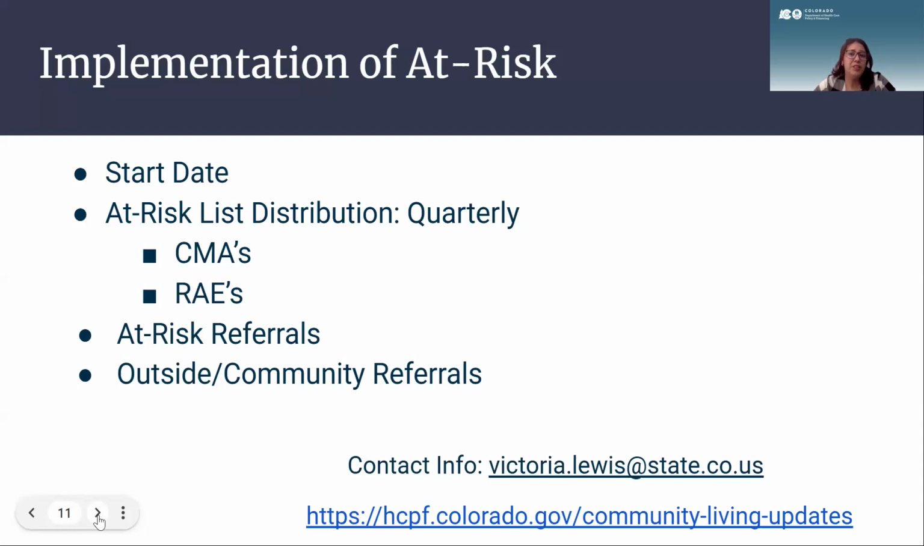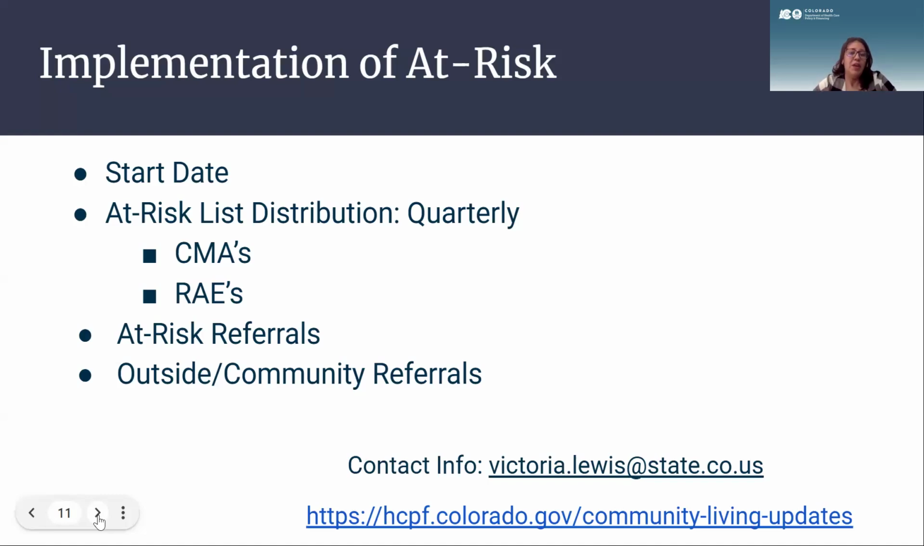At-risk lists will be distributed to both RAIs and CMAs quarterly. And the department does plan to implement a much smaller list than previously expected. So the first list we're looking at about 200 to 250 members statewide, to be divided between the CMAs and RAIs. And with that, there will be a smaller number of people because the list is much smaller. So it is very possible that the number of referrals that are going to be going to TCs could potentially be much smaller in the beginning as we roll out this project.